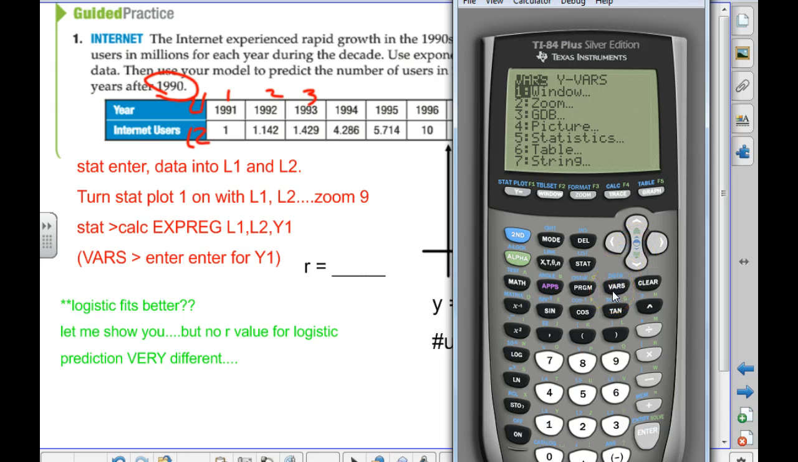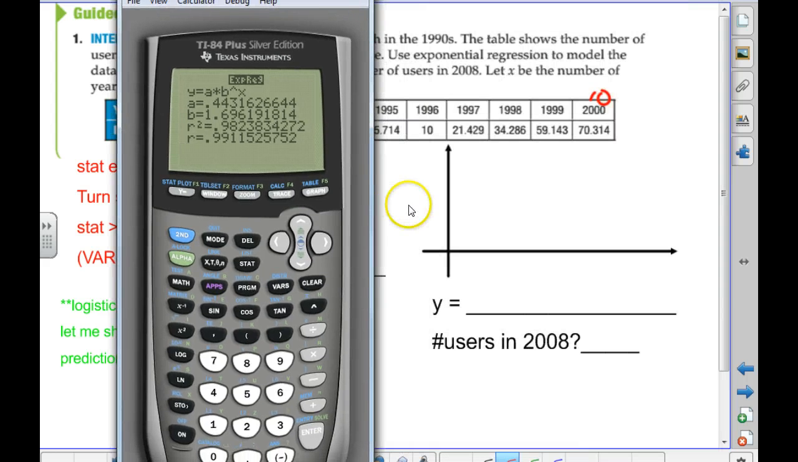Are you on store regression? Okay, and you want to go to the VARS key, arrow to the right, and then hit enter twice. Everybody got Y1 in there? And then enter to calculate. I have to enter twice. All right, did anybody not get an equation and an R value and all that good stuff? Okay, let's write this down before we go look at the graph.